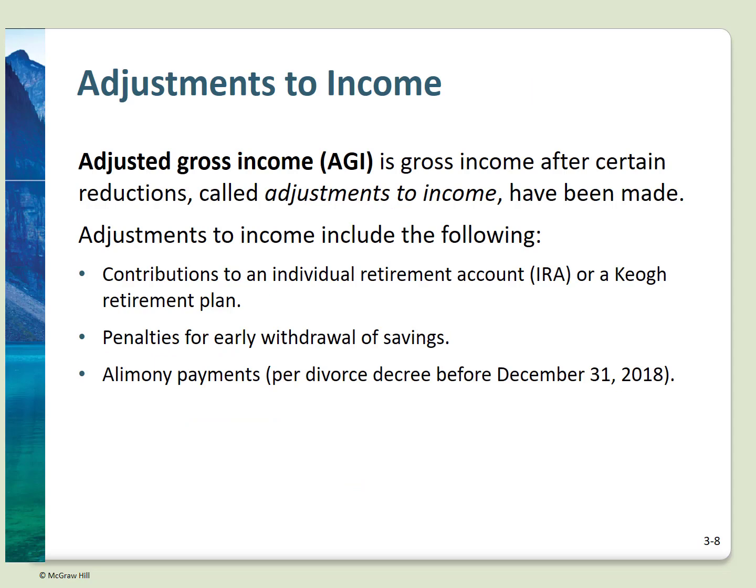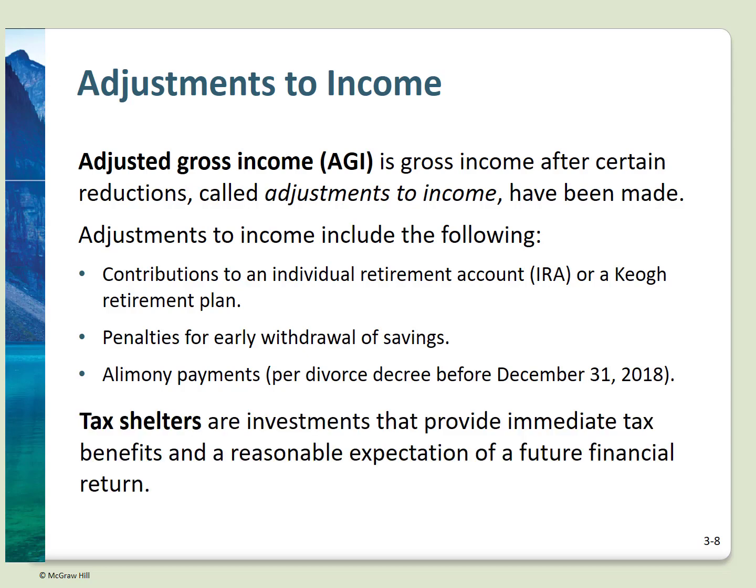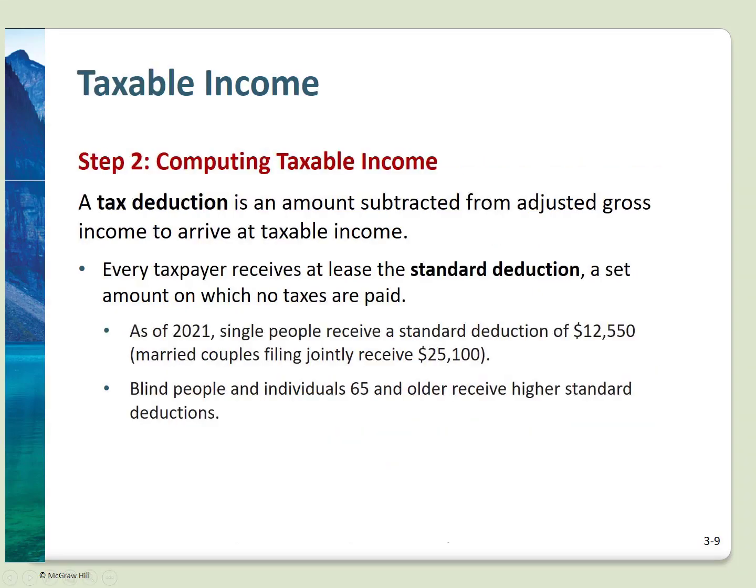Gross income is adjusted by contributions to IRAs and Keogh retirement plans, and alimony payments. A tax shelter is a type of investment that provides immediate tax benefits. Adjusted gross income is reduced by deductions. The standard deduction or total itemized deductions are subtracted from adjusted gross income to obtain your taxable income. On December 22, 2017, the Tax Cuts and Jobs Act was signed into law. It included reductions in tax rates for individuals, larger standard deductions for all taxpayers, as well as limits to other more commonly used deductions.